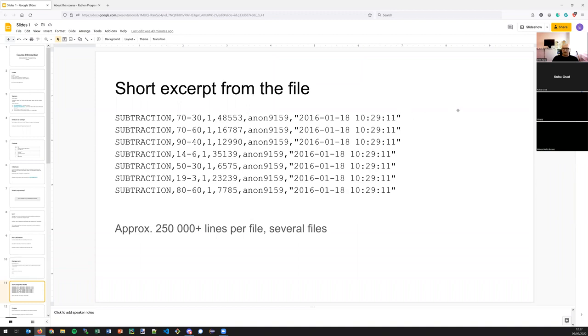This is only part of each line, but there's a type of calculation, and then the actual task, and then there's a lot of data about that, and there's going to be a solution, and whether it was right or wrong, and things like that.